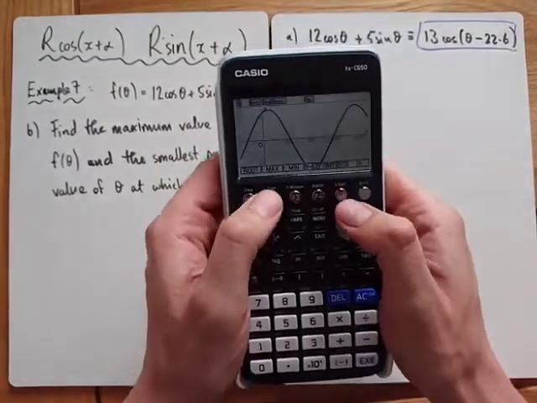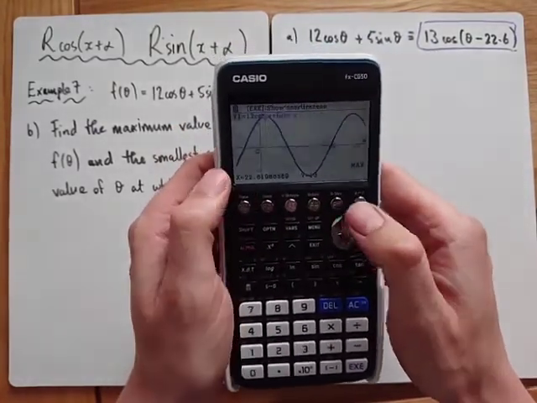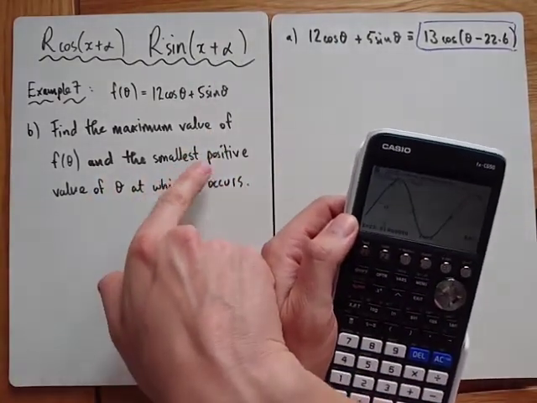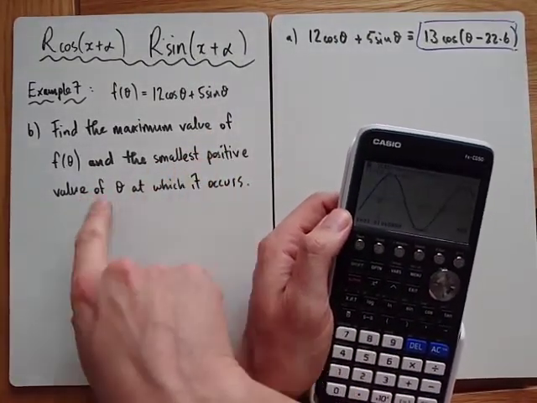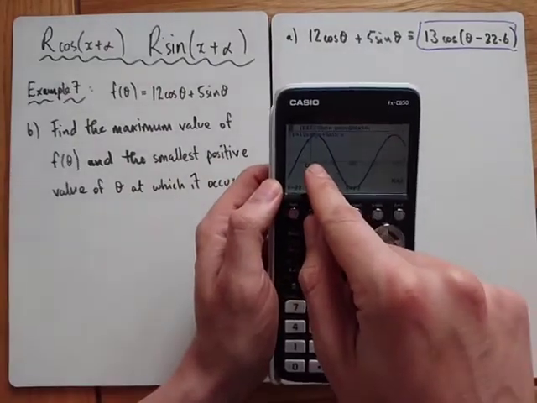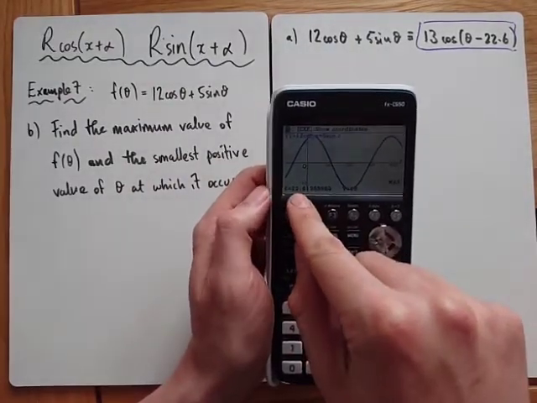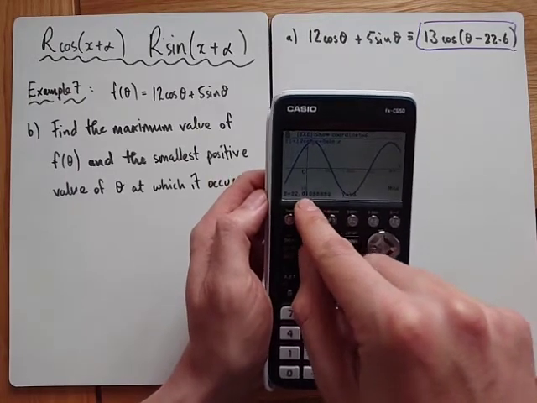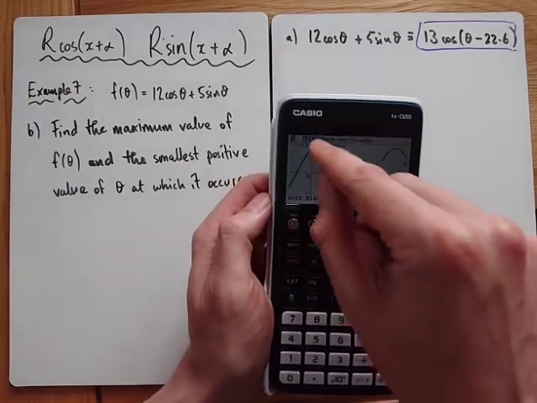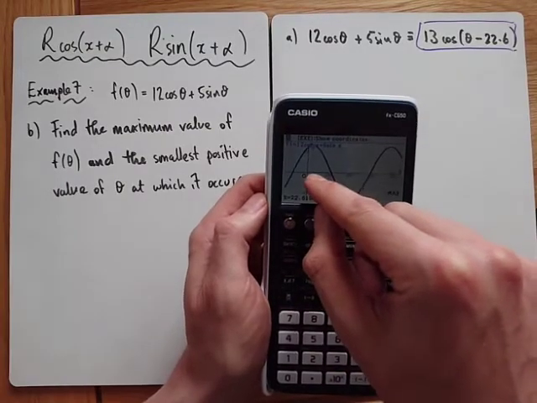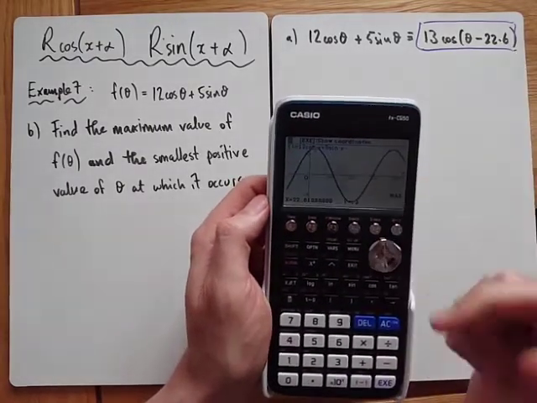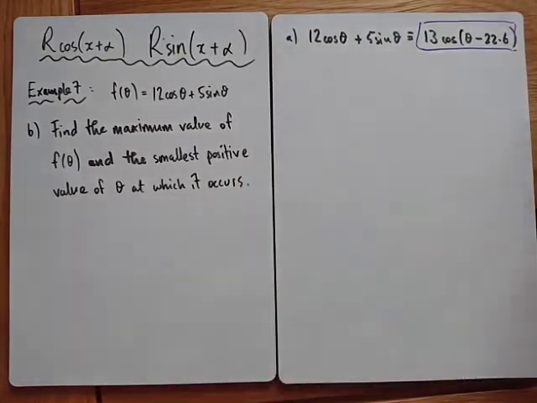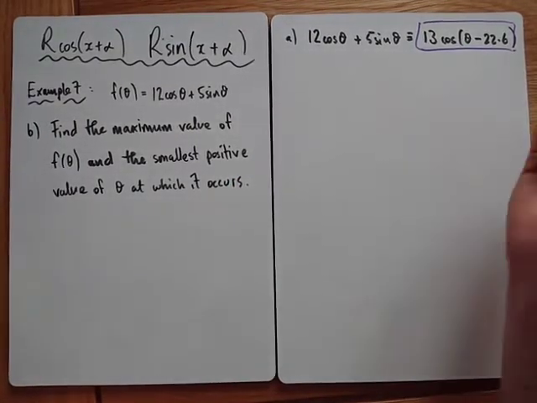And if you do G-solve maximum, it tells you the maximum is 13, and the smallest positive value of theta at which it occurs, so this value where it occurs here, we're getting 22.6198, so 22.62. So the maximum occurs when theta is 22.6, and the maximum value itself is 13. So technically we would answer this question just from the graphical calculator, but let's actually see the method behind it.